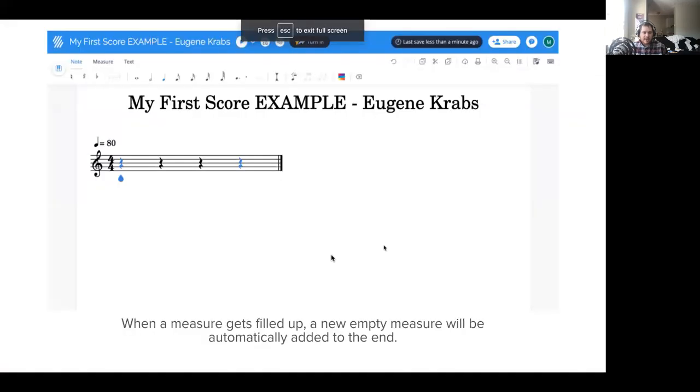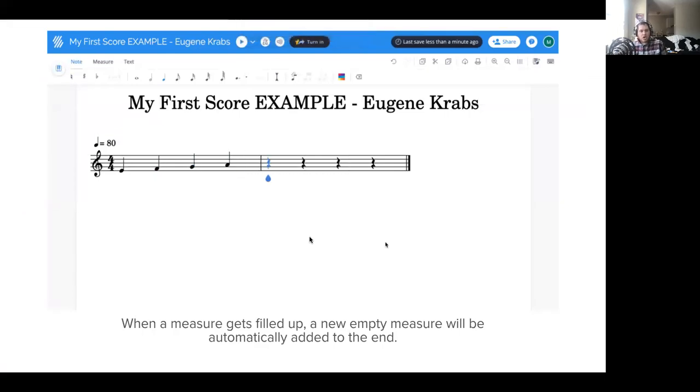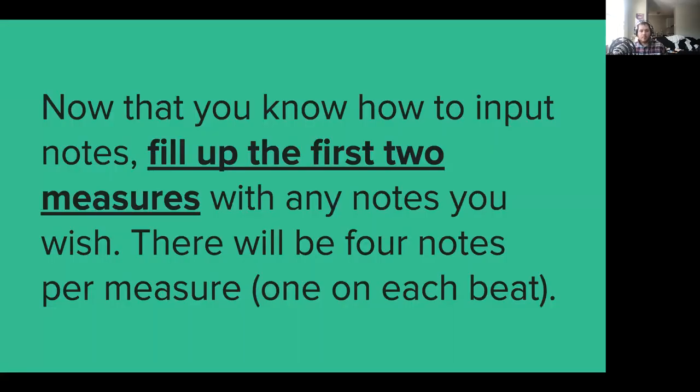And that's what this slide is all about. When a measure gets filled up, a new empty measure will be automatically added to the end. Of course, unless there is a measure that already has notes in it. If there's a measure that already has notes in it after the measure that you filled up, then you'll just go to the next beat. But if it's at the end and the measure gets filled up, then there will be a new measure created.